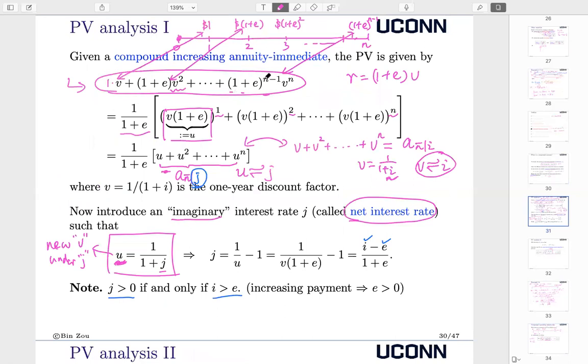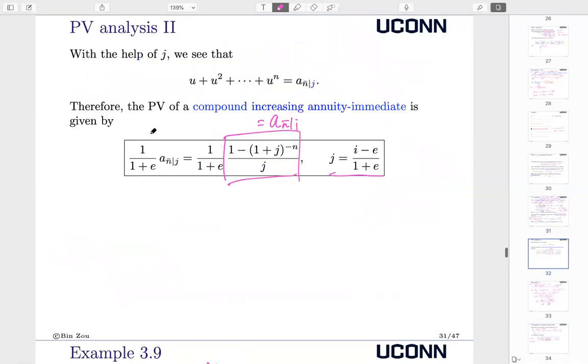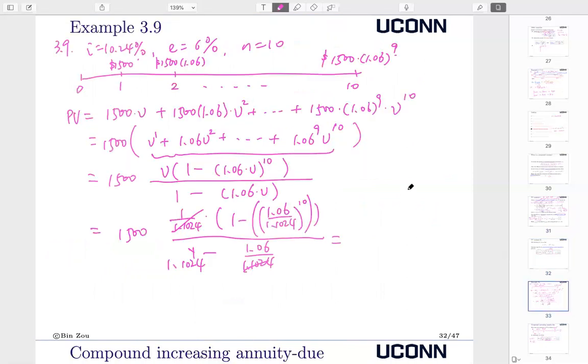So basically what we're trying to do with this somewhat messy mathematical result down here is to connect compound increasing with a standard annuity, right? And we try everything, and indeed we are able to achieve this, right? So it's given down here. But as I showed in example 3.9, you can simply write down the summation and apply the geometric sum, right? It works the same.